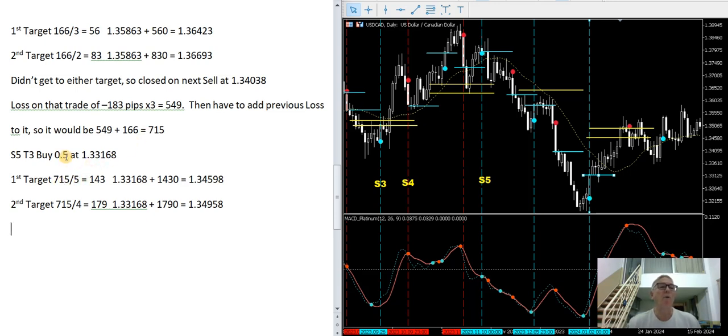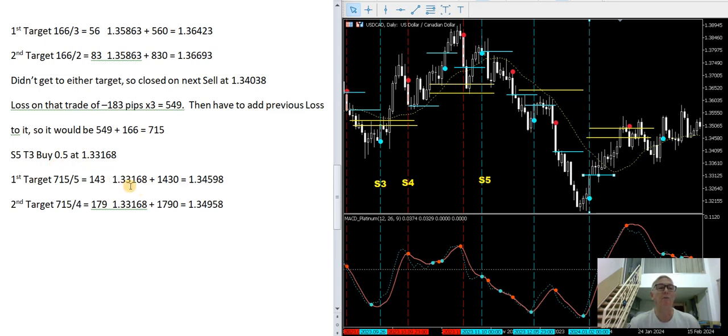Now, because this is 0.5, it's divided by 5 for the first target and divided by 4 for the second target. Remember, I just want to get back to that base lot, which in this case was 0.1. So if this was 0.8, it'd be divided by 8 and divided by 7. If this was 1.3, this would be divided by 13, and this would be divided by 12. So in this case, 715 divided by 5, 143. So we've got to go for 143 pips on the entry price of trade 3.